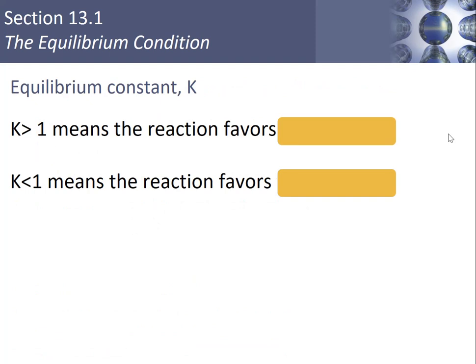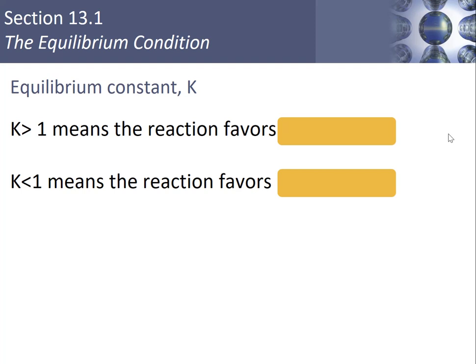my question for each of you is, if our value for K is greater than 1, it means the reaction favors, meaning the equilibrium position. Will it lie to the reactant side or the product side? In the analogy with the tubs of water, where am I going to have more water, on the reactant side or the product side? If K is greater than 1, take a second and think about that.